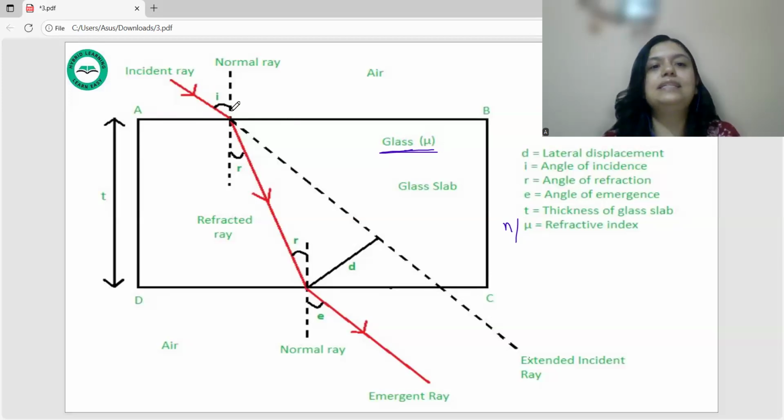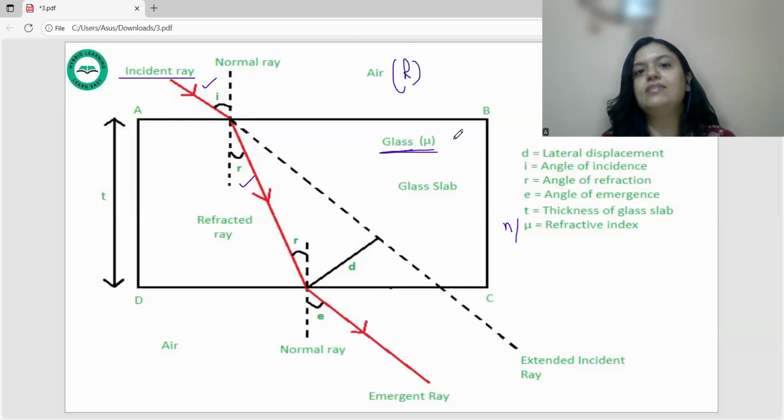Now, this is the incident ray, the red line, which is incident on AB. This is the normal which is drawn at the point of incidence. Now, this is my refracted ray. I is my angle of incidence, R is my angle of refraction. Since it is air outside and this is glass, this is my rarer and this is my denser medium. So when we are going from rarer to denser medium, the light ray will bend towards the normal. If you can see here, that is the same thing that is happening.